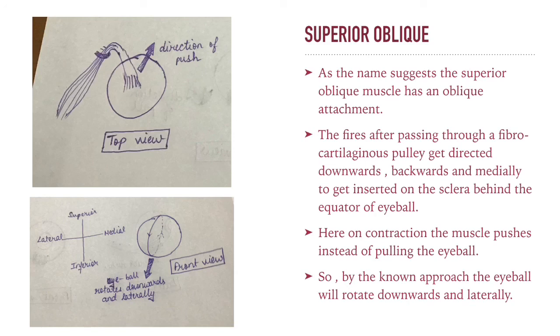Here, on contraction of the muscle, it pushes instead of pulling the eyeball. So by the known approach, we see that in the first figure the direction of push is shown by the arrow, and with it as a tangent we have drawn the circle in the second figure, and here the eyeball will rotate downwards and laterally.